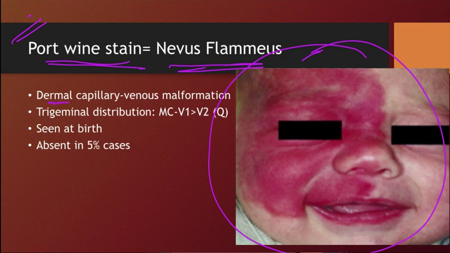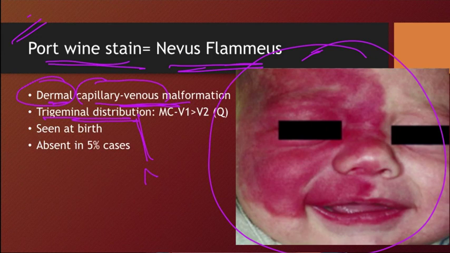Now what is it? It's a dermal, capillary and venous malformation. So it is not a high flow or an arterial malformation. It's a low flow, capillary and venous malformation which happens in the dermis. So it's a dermal, capillary, venous or a low flow malformation. It occurs in the trigeminal distribution.